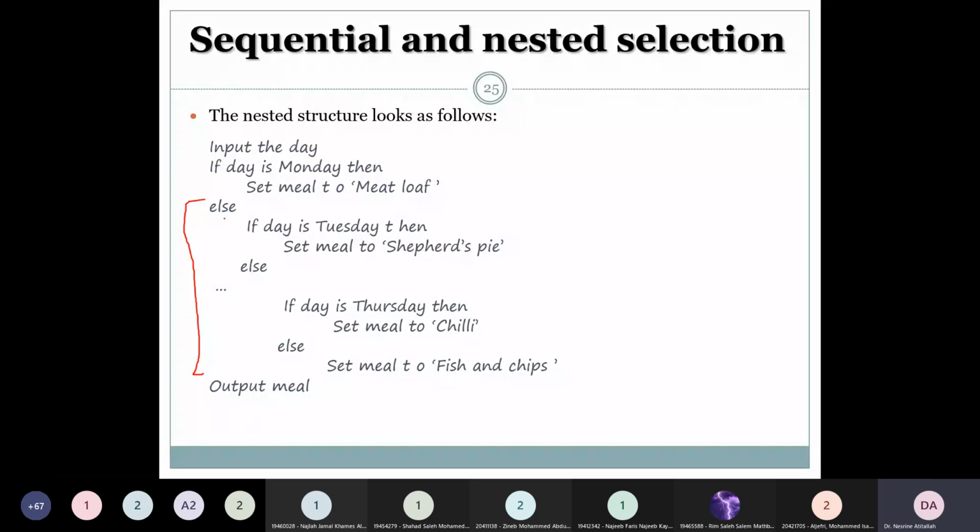In the else, I will compare if the day is Tuesday. If it is, I will set the meal to shepherd's pie, and I will skip all this part. Else, I will go to the next one. So you can see now that there are no unnecessary blocks that will be run. All the required blocks will be run. Is it clear?